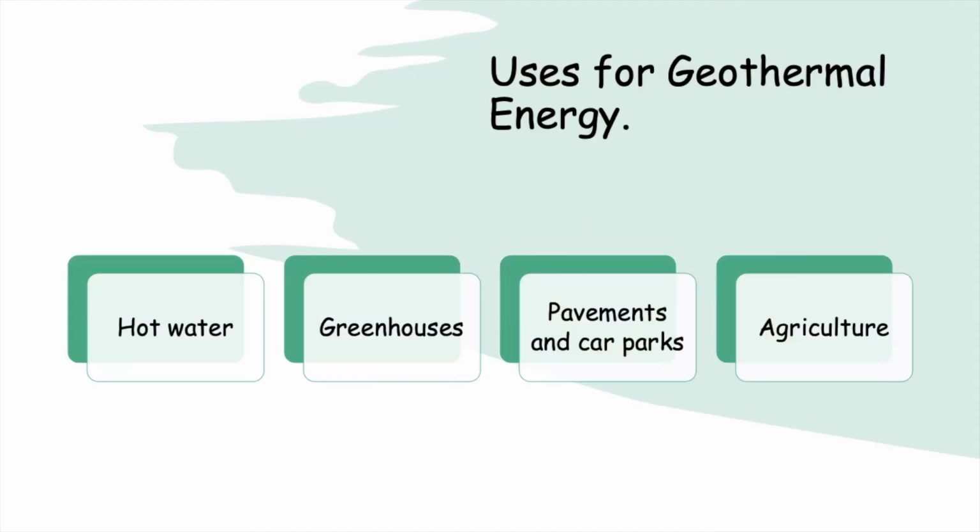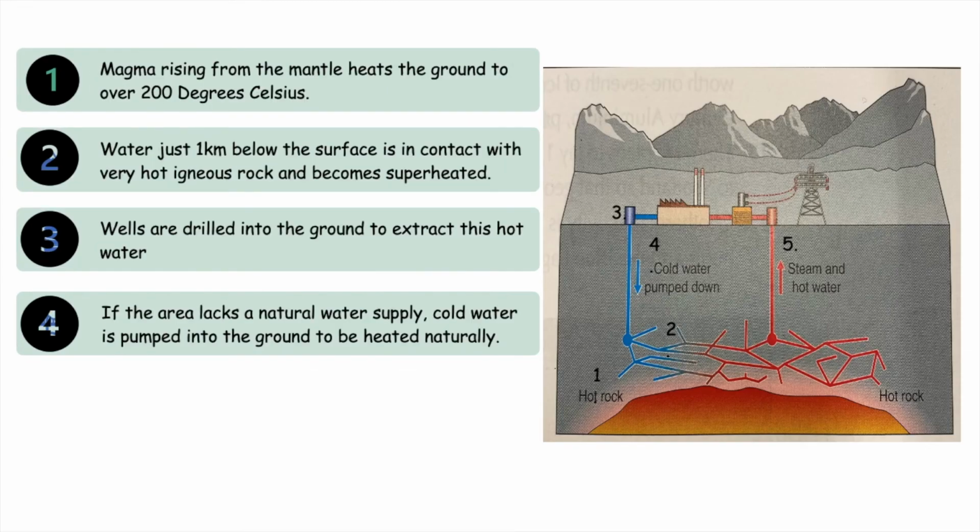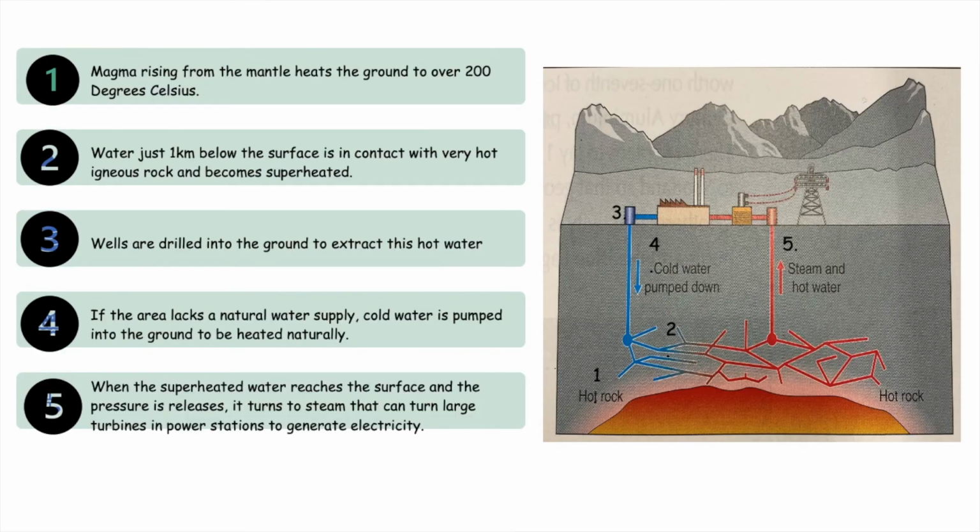Okay, so at that stage, you should all have written into your hardback the production of geothermal energy with your sentences labelled 1 to 5. The sentences should look like this. The first one should be: magma rises from the mantle, heats the ground to over 200 degrees Celsius. Number 2: water just 1 kilometre below the surface is in contact with very hot igneous rocks and becomes superheated.